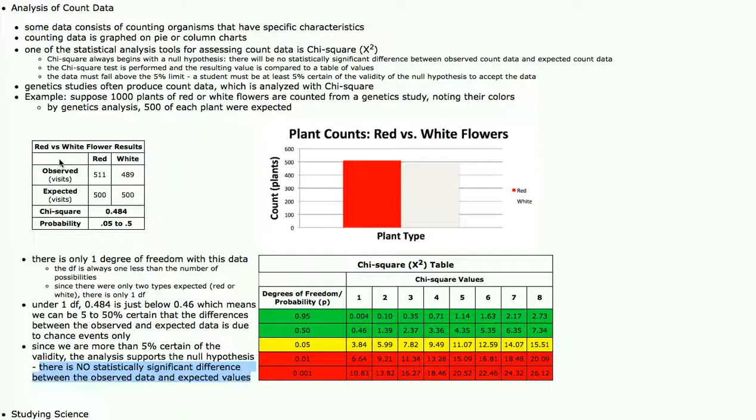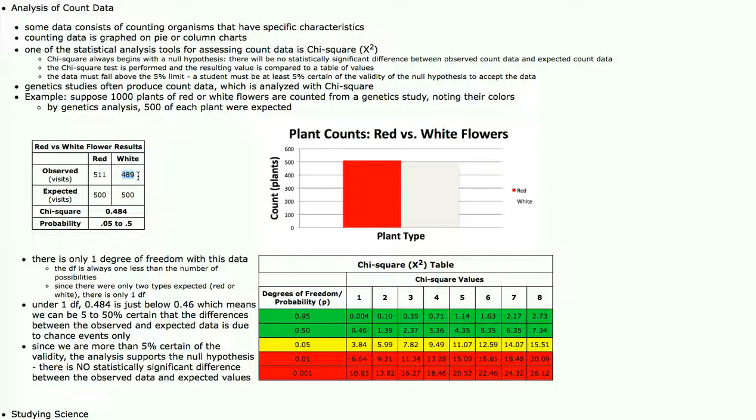So here's what we got. We counted red versus white flowers in a field or whatever, and we found 511. Oh, this is from a genetic study, I'm sorry. And we counted 511 offspring plants that had red flowers, and 489 were white flowered plants. And this came from a cross between a red flowered plant and a white flowered plant, and we were trying to see whether the offspring that they made are being produced by genetic ratios. We expect, from this particular cross, a 50-50 ratio between red and white offspring. The thing is, we didn't get exactly 50-50 between red and white offspring.